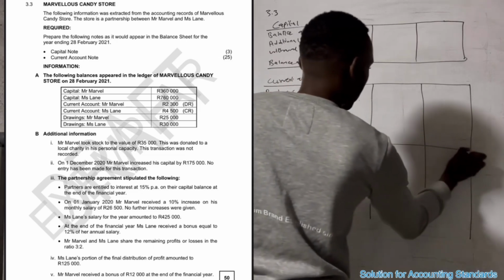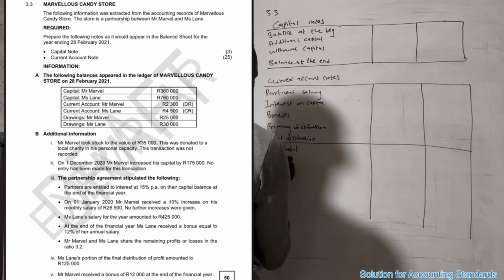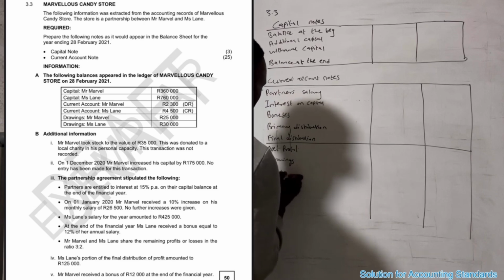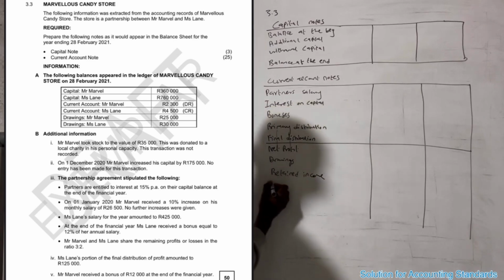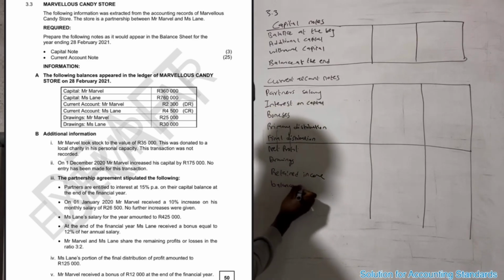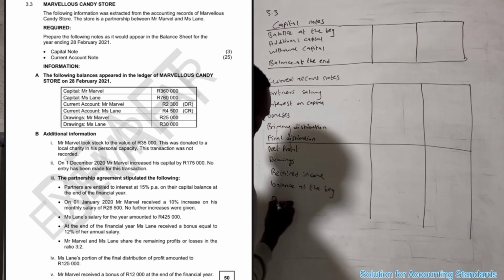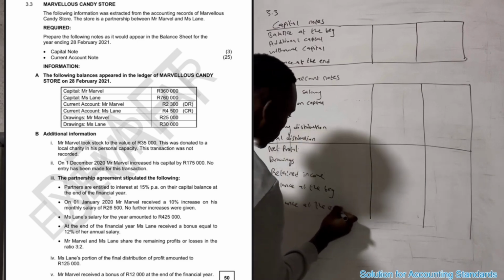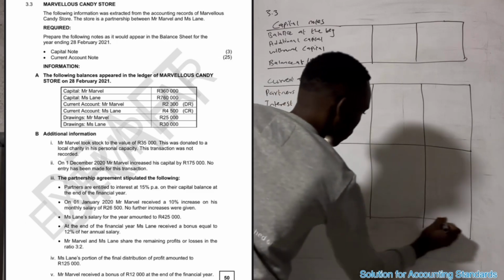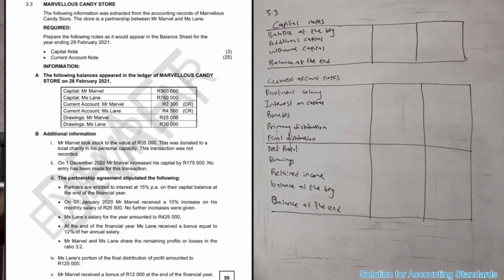Okay, let's try to divide them a bit. And drawings, retained income, and balance at the beginning, and we have a balance at the end. Okay, then our notes will look like this. Okay, let's quickly try to do it.